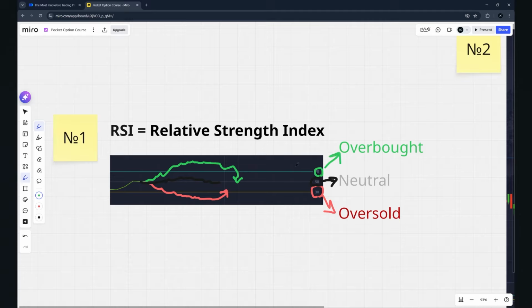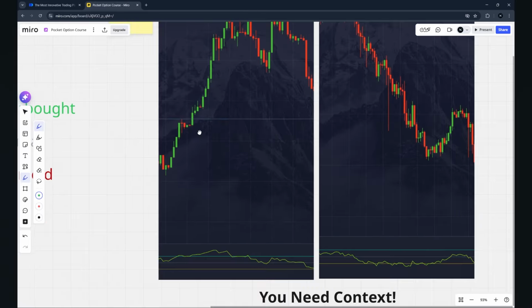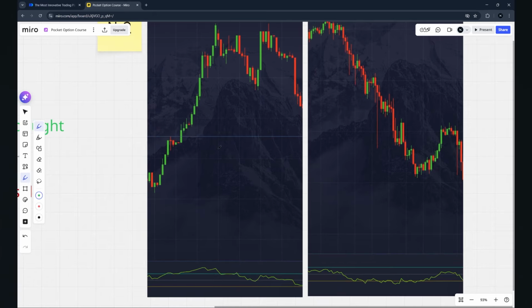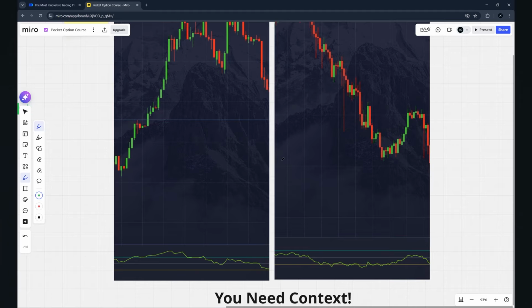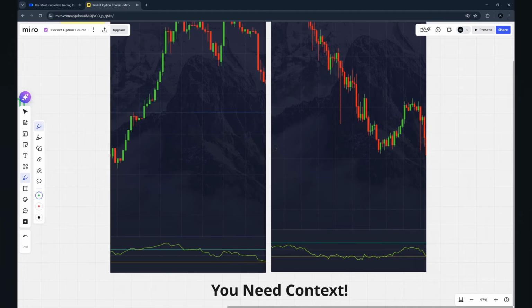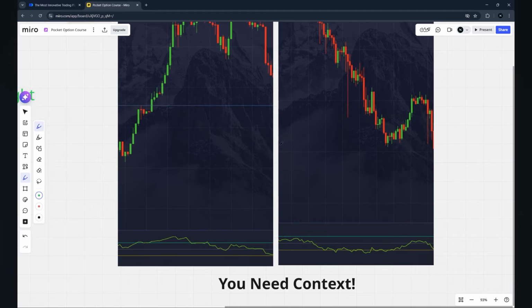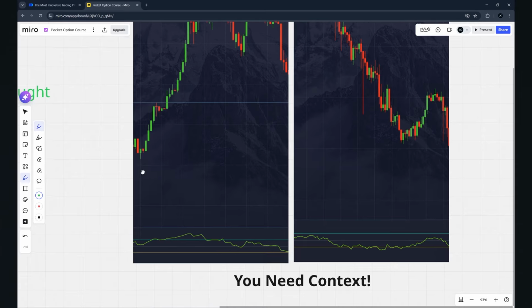Here is the thing most beginners get wrong. They think overbought equals sell immediately, and oversold equals buy immediately. So it's quite strange and quite wrong. That's how you will lose your money. And look here carefully. In an uptrend, RSI can stay overbought for days, and in a downtrend, it can stay oversold forever. You need context.